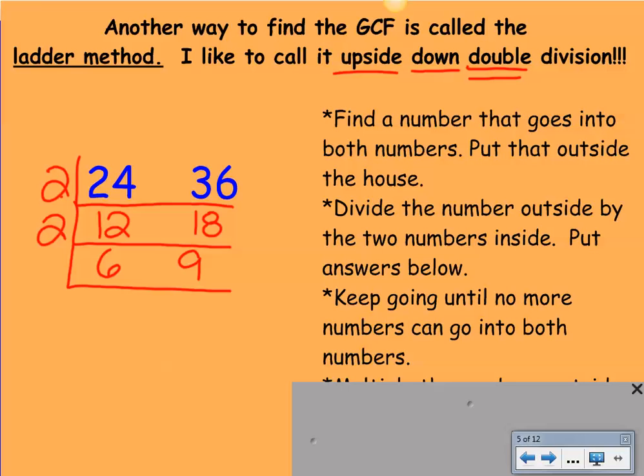Now let's look at both 6 and 9. Well, I know that they both aren't even, so 2 can't go into both of them. However, I know 3 can go into both 6 and 9, so this time I'm going to put a 3 outside of the house. 3 can go into 6 twice, and 3 can go into 9 3 times.